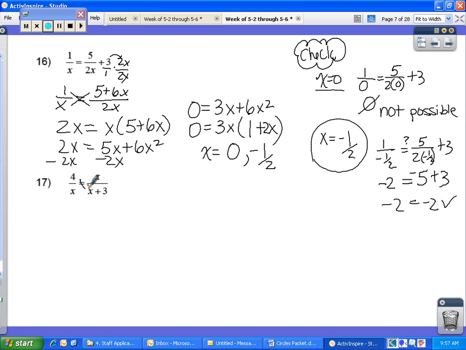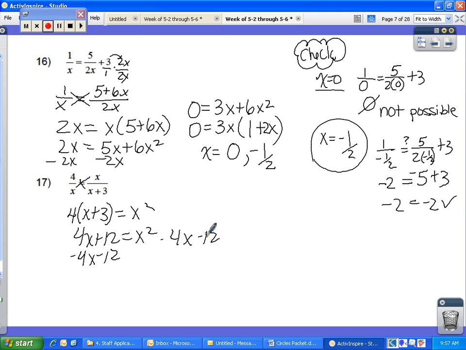Okay, number 17, there's nothing to combine, so I can go straight into cross multiplying. 4 times x plus 3 equals x squared. Distribute: 4x plus 12 equals x squared. Subtract 4x and subtract 12, which means that 0 equals x squared minus 4x minus 12.